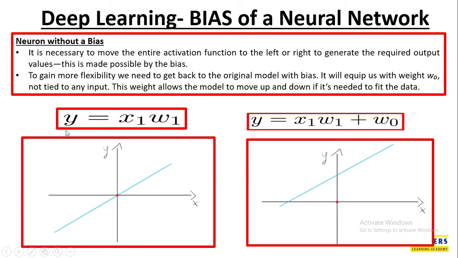And this is a function without a bias. This is something with a bias. To gain more flexibility, we need to get back to the original model with the bias. It will equip us with weight w0 not tied to any input. So this is the case over here.